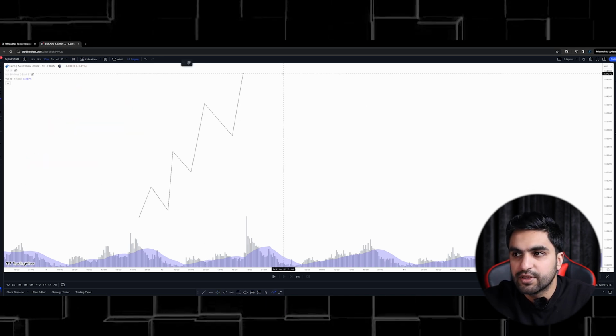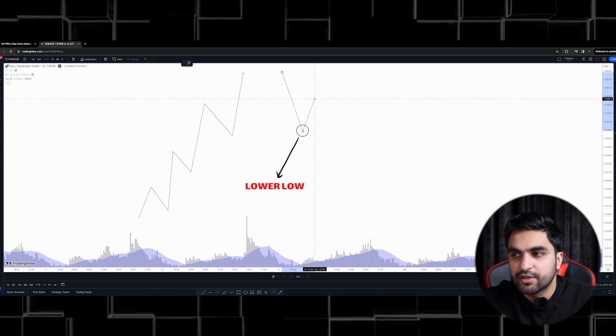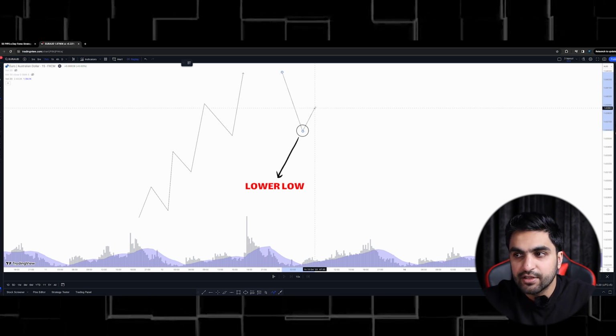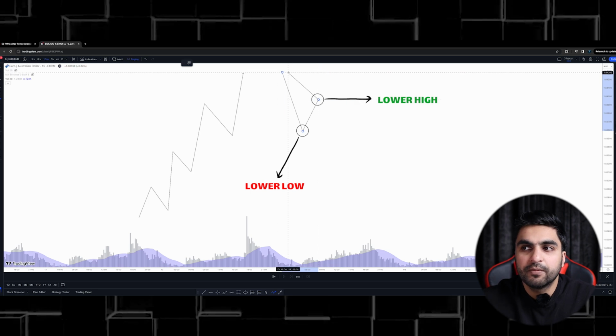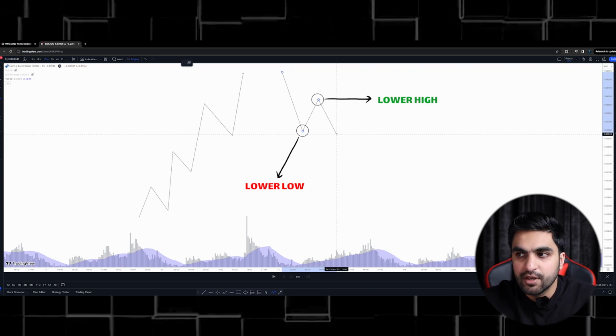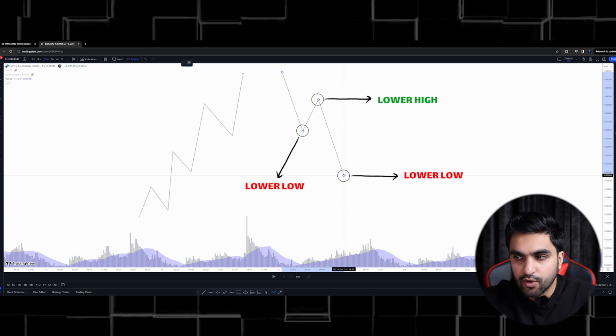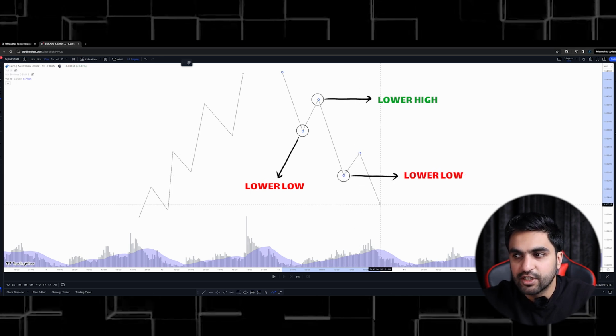Same goes for the sell side. Market moves down, creates a low price, pulls back up to create a lower high, which is higher than the lower low, but lower than the price from where the market started to fall, before it continues to move down to create a new lower low. And that's how sellers work.